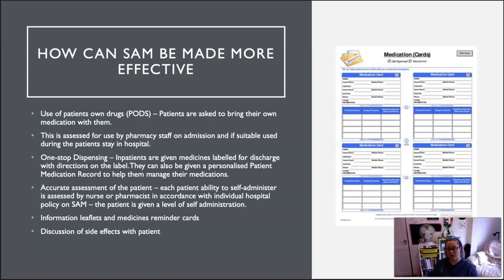Each patient should have been assessed as to whether or not it is appropriate for them to self-administer their medications. We need to make sure that the patient has access to information leaflets and medicines reminder cards, and that you've had a really in-depth discussion with the patient about any side effects or contraindications that they really should be aware of, and to help the patient make that informed choice as to whether or not they want to continue on this medication pathway.